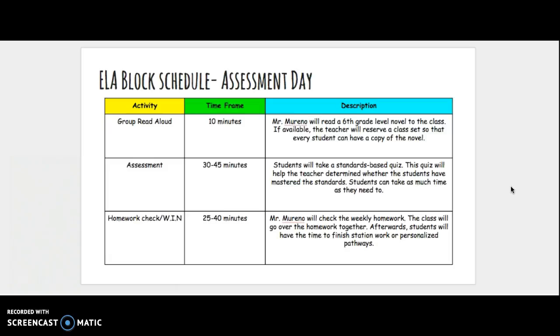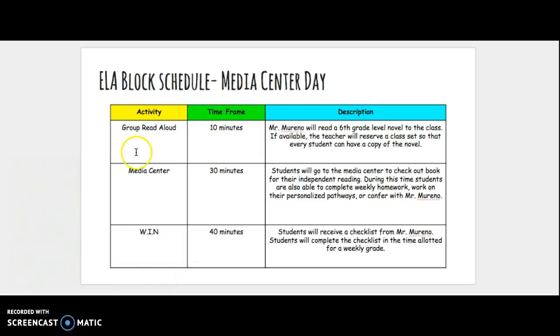on what they need to go over and what I need to discuss with them. And finally, the Media Center day. So again, start off with a 10-minute read aloud, Media Center for 30 minutes, and there's a very structured time.